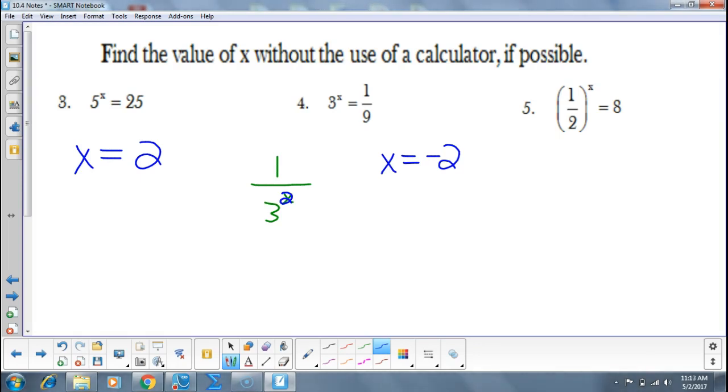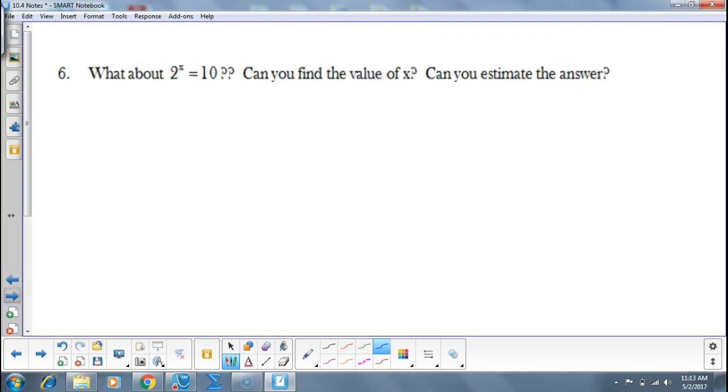It's +3 or -3? If I put in +3, what do I get? You get 0.88. I get 1/8 though, but I want 8. Yeah, that's negative. So that makes it -3. Okay? Now, I ask you those 3 questions because I want an answer to this question. 2 to the x power equals 10.